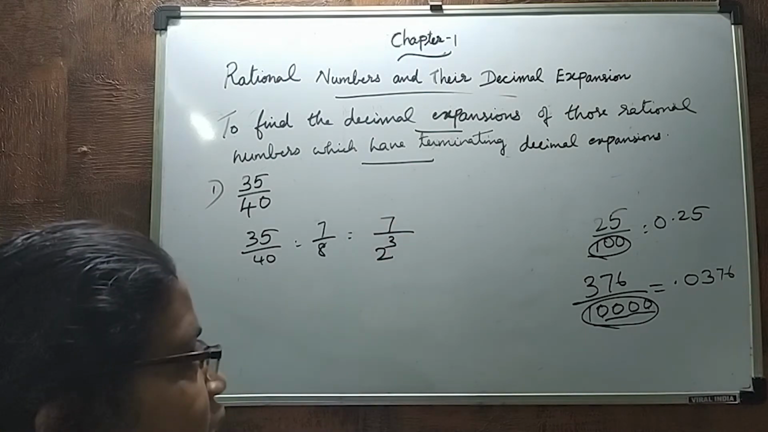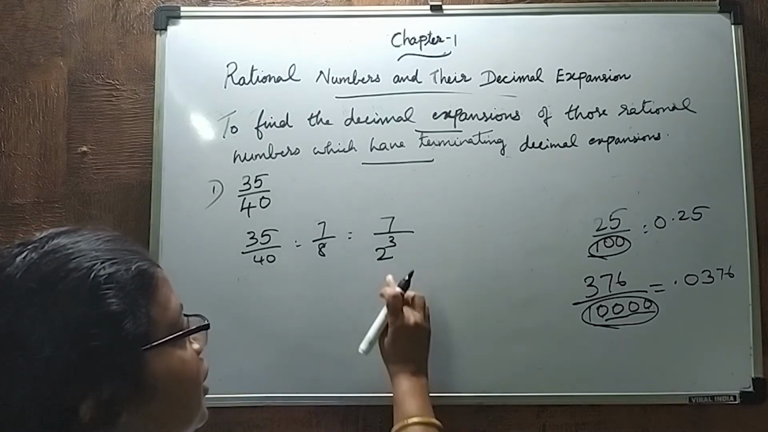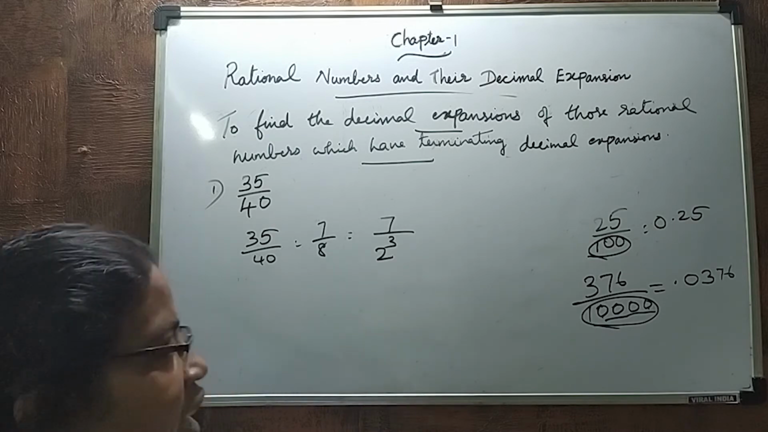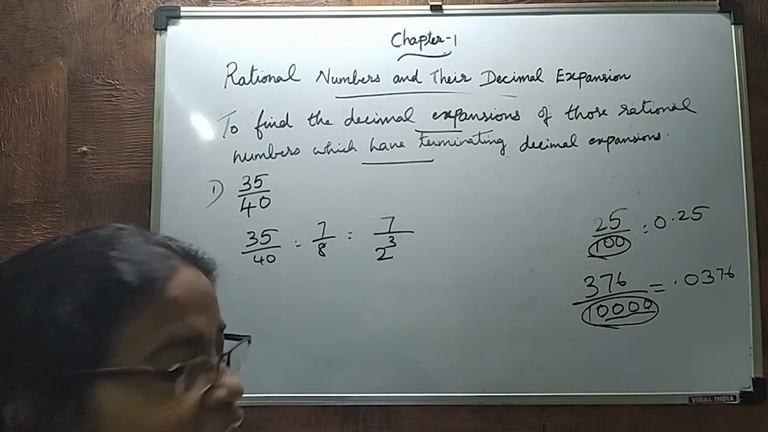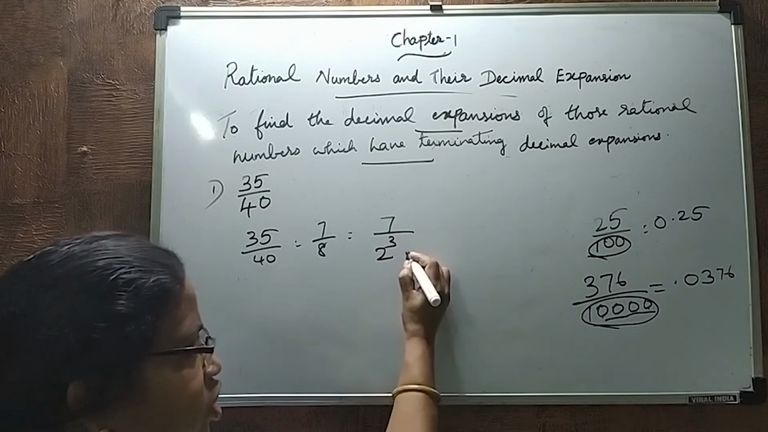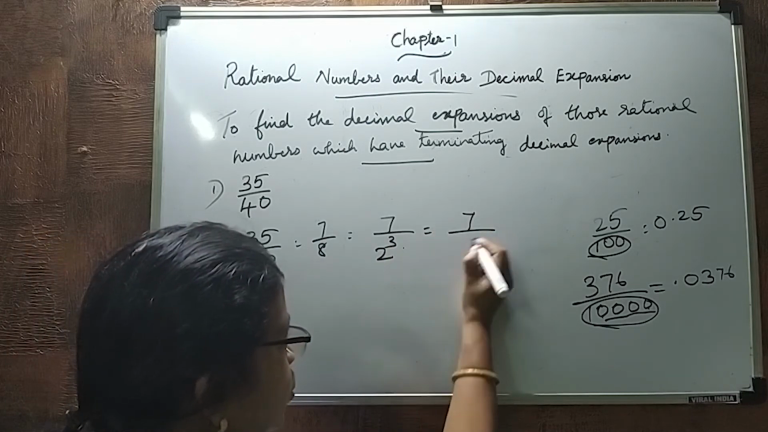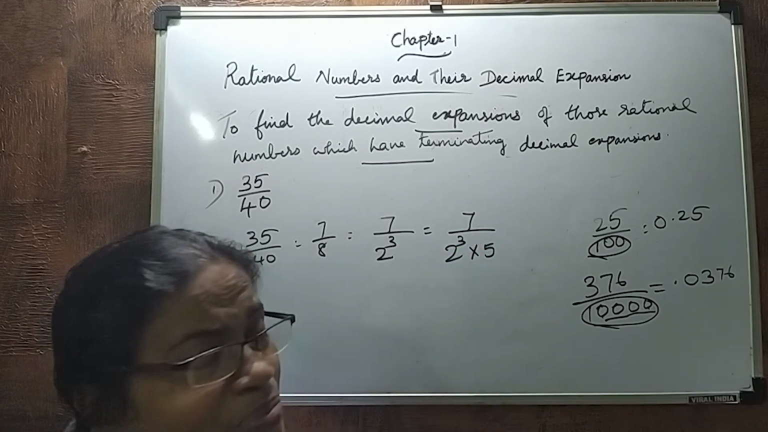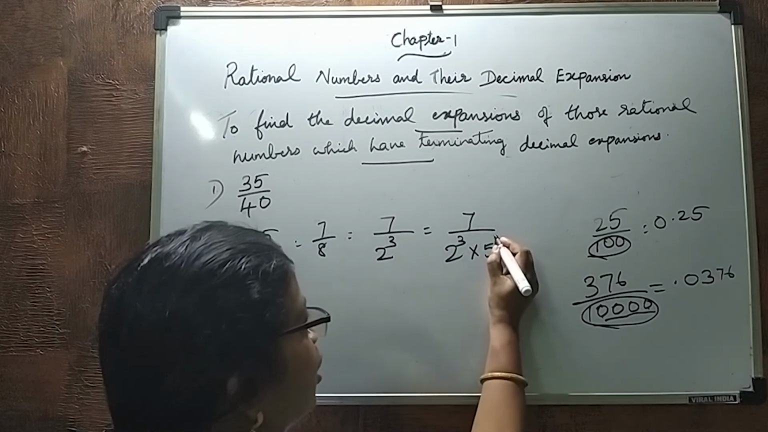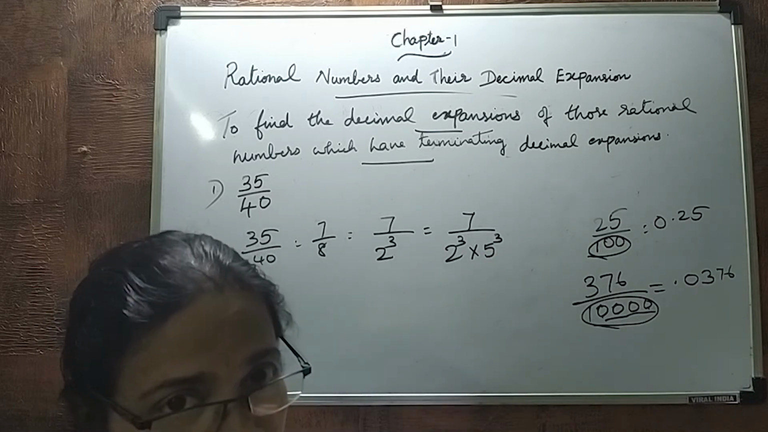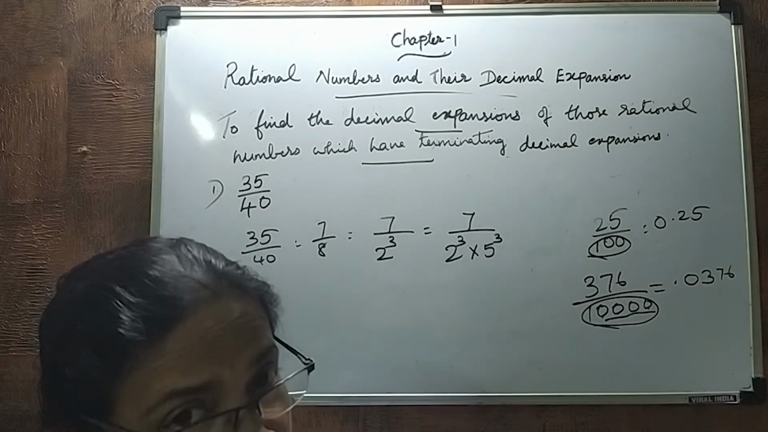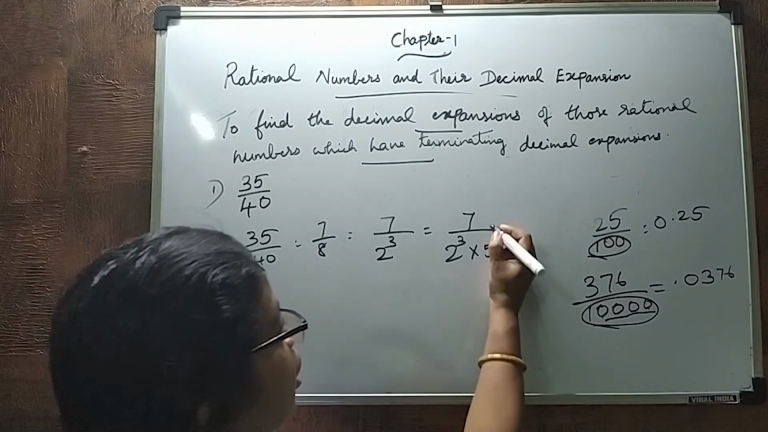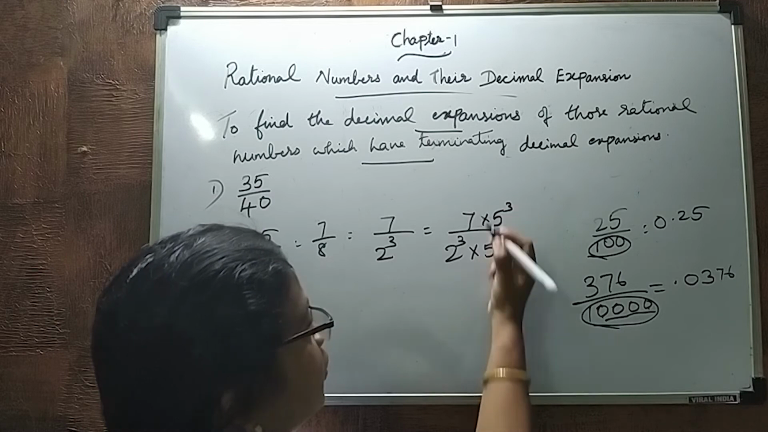Now look, the next step you have to do: here, only one exponent is there, 3, and it is 5 raised to 0 we are telling. But remember that 2 raised to 3 is there. So make it as 7 by 2 raised to 3 into 5 with the same exponent, so 5 raised to 3. Whatever we are doing in the denominator, the same thing you have to do in the numerator. It is a rule. So it is into 5 raised to 3.